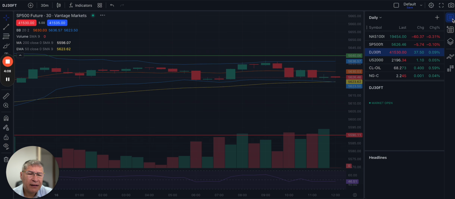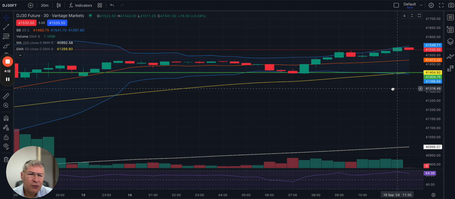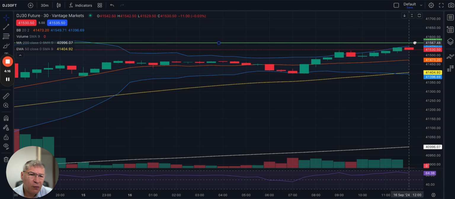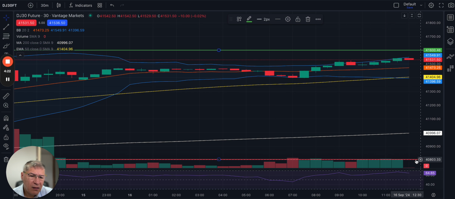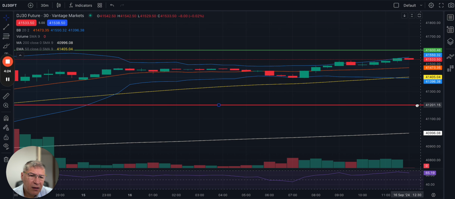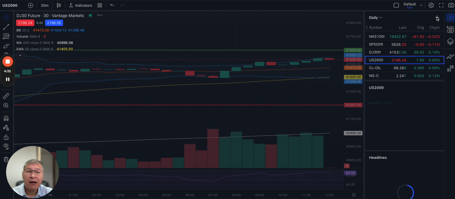Let's take a look at the Dow on a half hour chart, and we are trading above our level of resistance. So 41,600 seems to be the level of better attainment. So 41,200 is going to be a level of support for today for the Dow. So looking for those all-time highs.